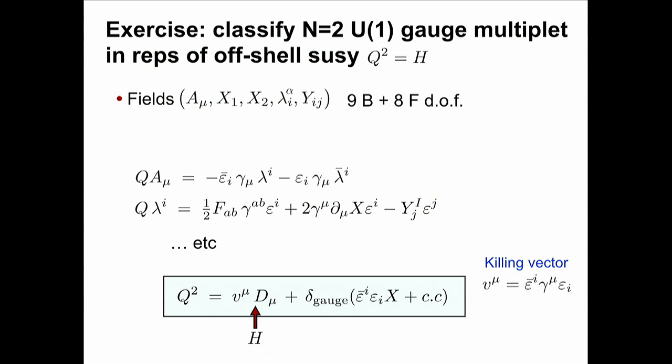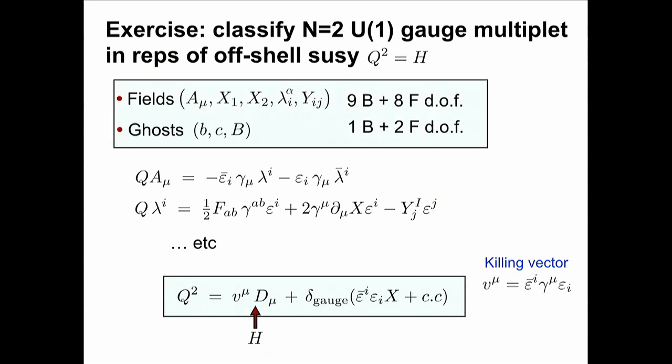that the number of degrees of freedom are not the same. There's 9 and 8. But covariantly means that you put in ghosts, and there are two fermionic ghosts, b and c, and capital B, the Lagrange multiplier. So that's one boson and two fermions. And indeed, miraculously, you have 10 plus 10 degrees of freedom. So there's some hope to realize the off-shell algebra on all these 10 plus 10 fields.